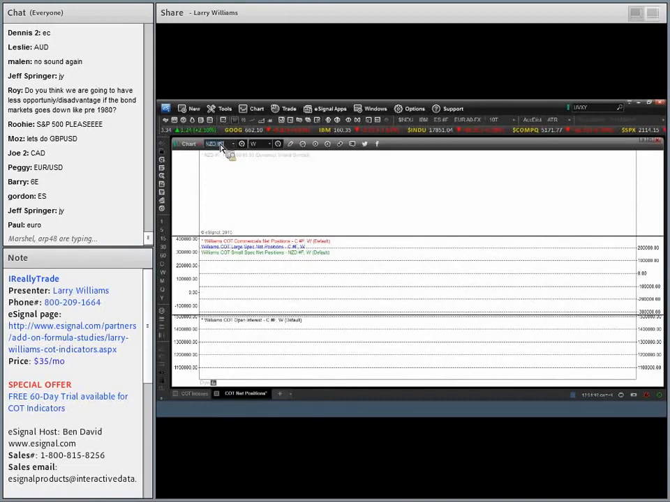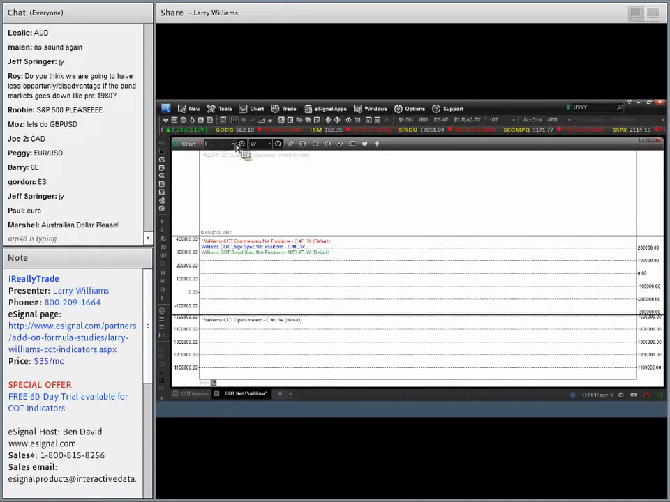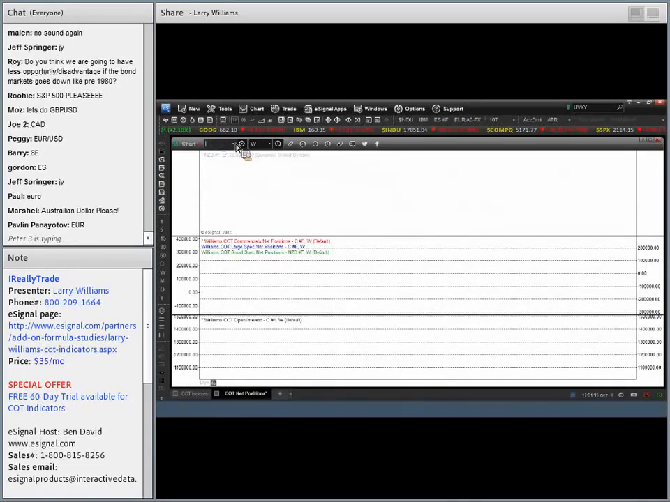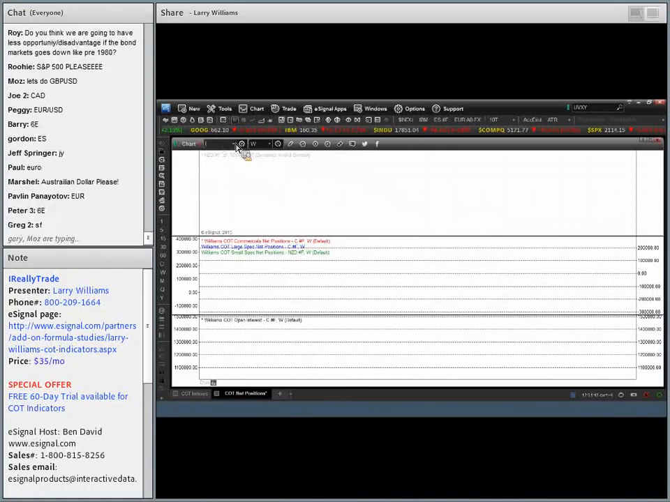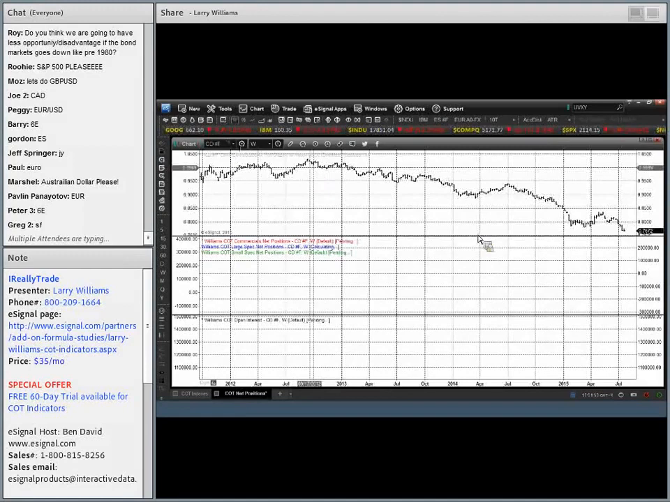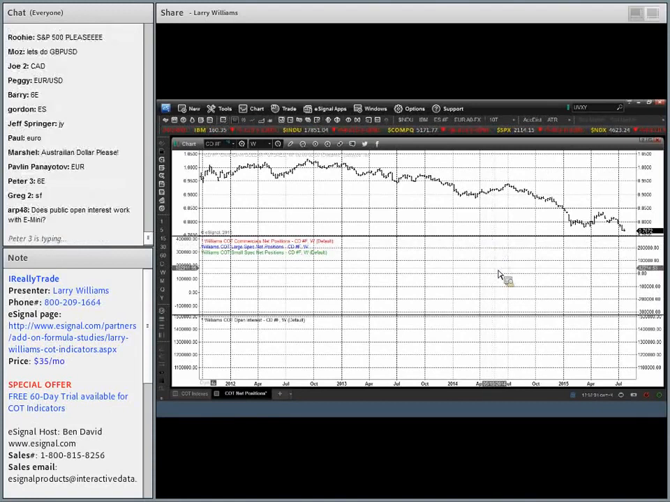So let's go to this. Let's look at what somebody wanted. So we'll do CD, the Canadian dollar. Okay, here's a Canadian dollar. So what are we going to do? Well, we're going to look and see what those guys have been doing. Remember, they're the driving force of the marketplace. And Marshall, we will do the Australian dollar, and we'll finish on that. We're waiting for it to load.